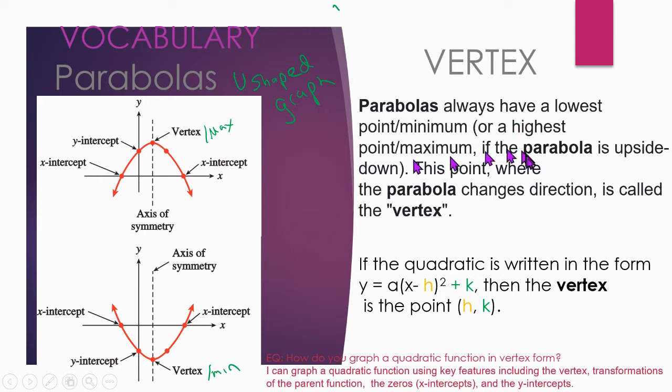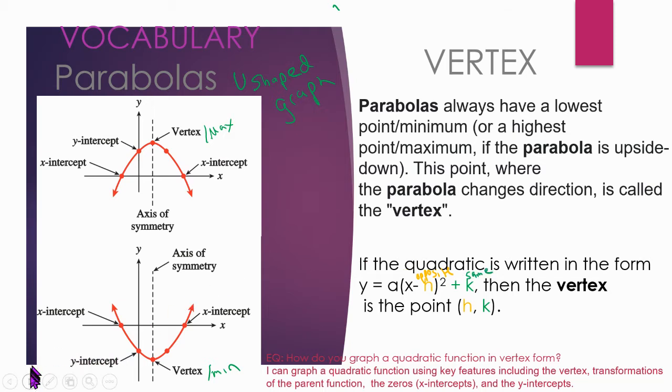All right, so we kind of already talked about this. The vertex is basically just the lowest or the highest point. And if it's in vertex form, your vertex is your h comma k. So it's whatever's in with the x. Remember, you always do the opposite. And then the k at the end is going to be the same. So if it's a positive, then that one's going to be a positive.